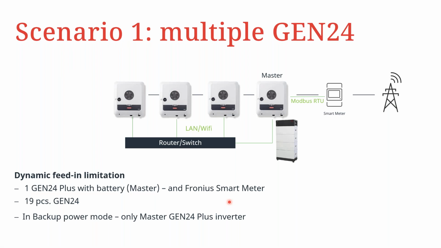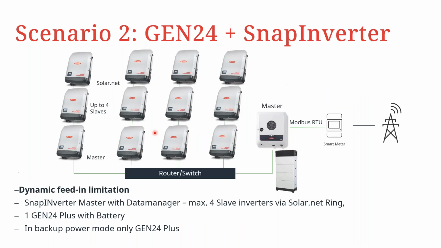Yeah, so like I earlier mentioned, just wanted to present us with 3 basic scenarios where you could have this implemented, dynamic feeding limitation. So in combination of Gen 24 inverters with Gen 24 plus inverter, as you can see. So in the backup mode, only the Gen 24 plus is recommended to be the master, compulsorily that is. So all other Gen 24 inverters are the slaves, as you can see. And as earlier mentioned, you can have up to 20 devices. So you can have one Gen 24 plus and 19 other Gen 24 inverters, basically speaking.